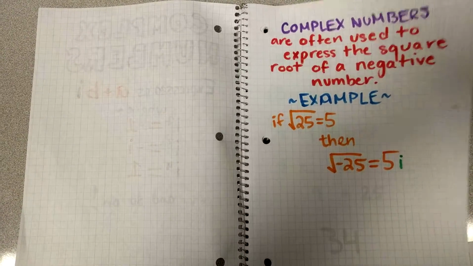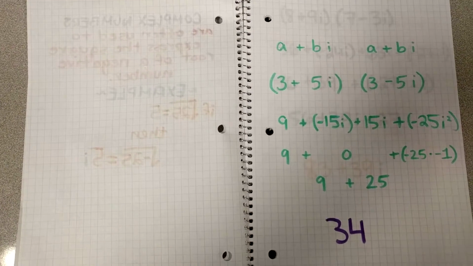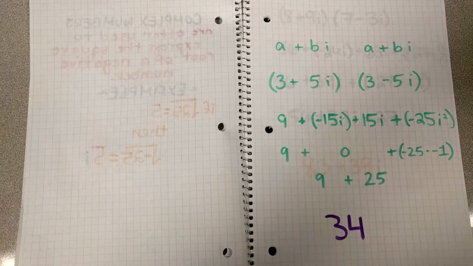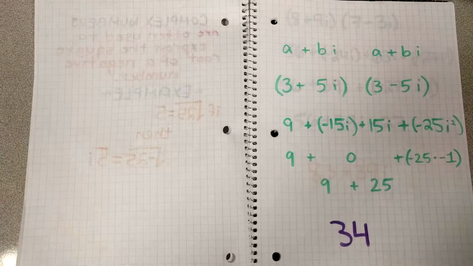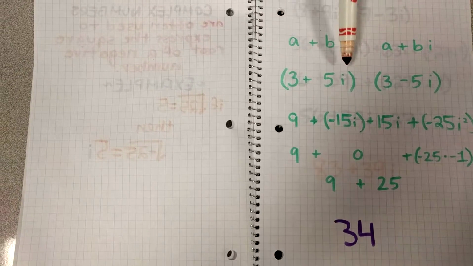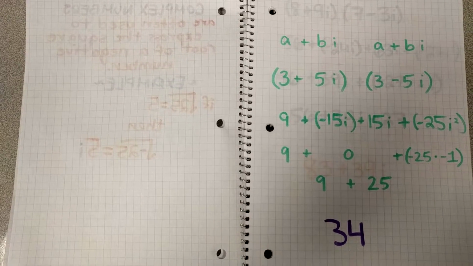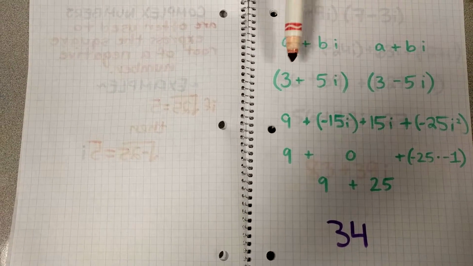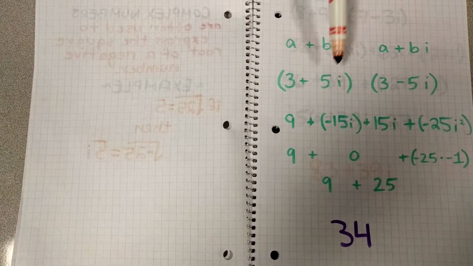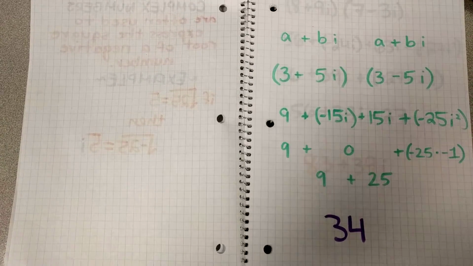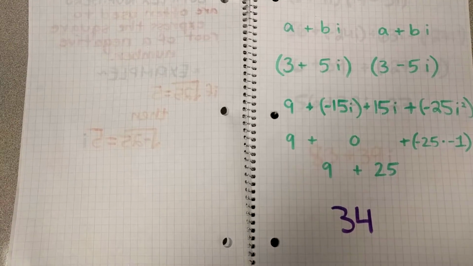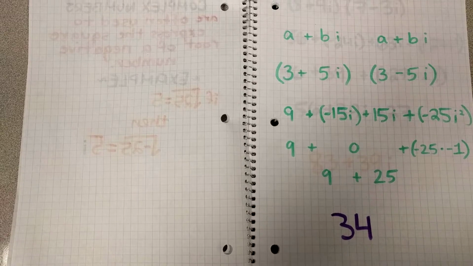So let's do a problem. In this problem we have 3 plus 5i times the quantity 3 minus 5i, with your a value being 3 here, your b value being 5, and same pattern. So you would start by foiling this like a regular binomial.